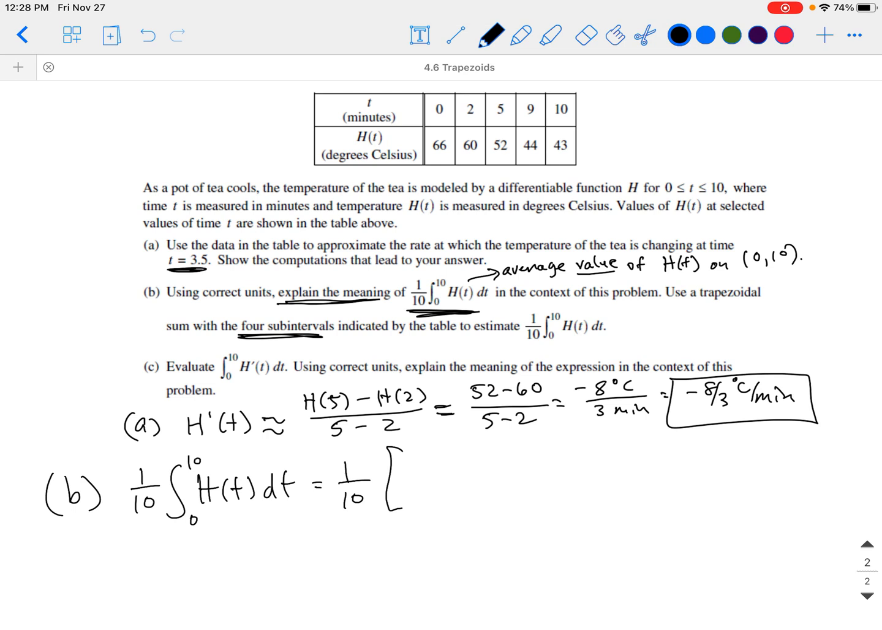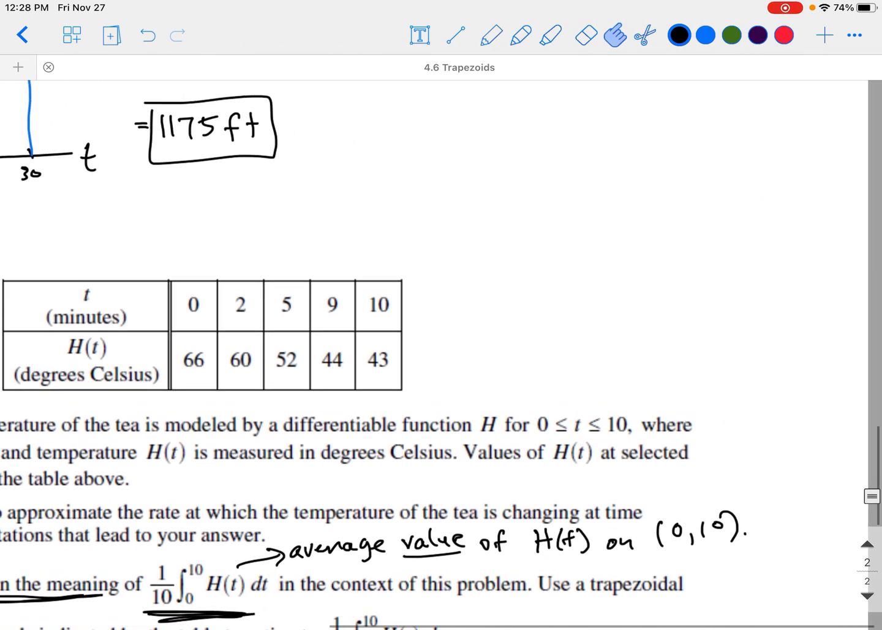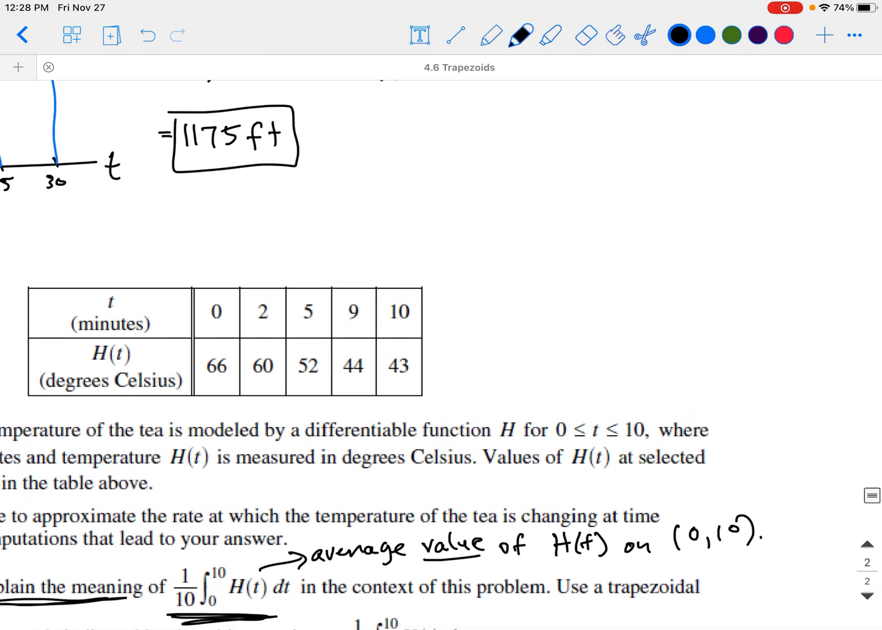1 over 10. So now we're going to use our trapezoidal rule, but note we have uneven subintervals, right? So we've got 0 to 2, 2 to 5, 9 to 10, etc. So we know that they're not even. So I would highly recommend in these examples where you're doing these uneven Riemann sums, draw a quick picture. You don't have to, but it can be very helpful just to see what your shape is going to look like.